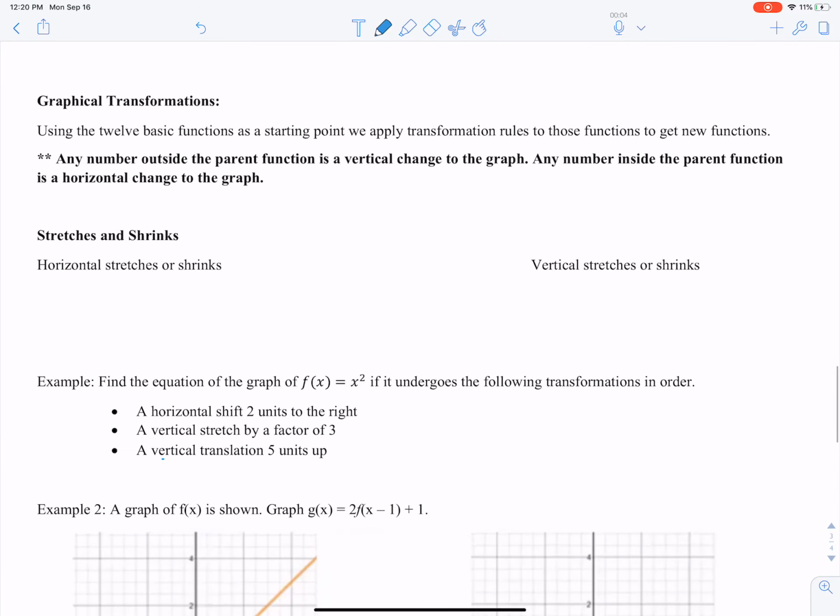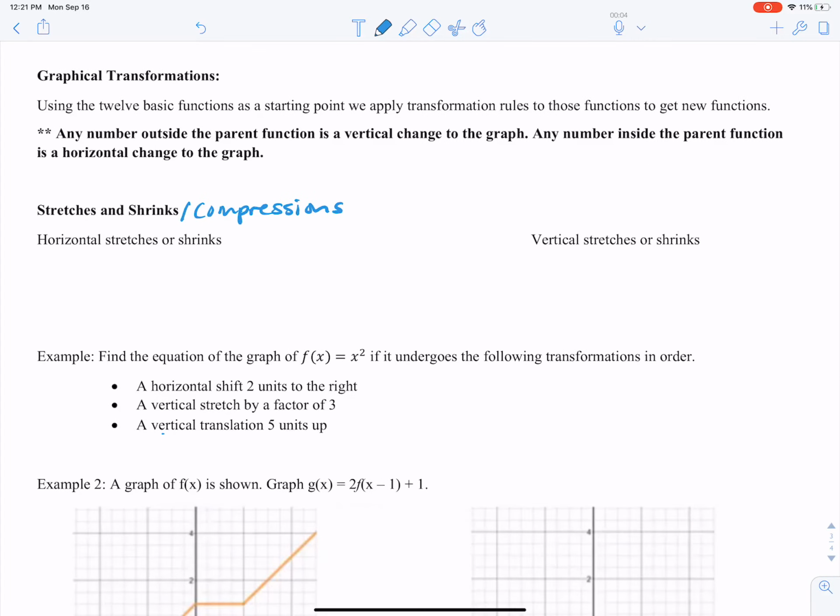All right, stretches and compressions. So I like to call the shrinks compressions, but you do you. So this is basically, if you start with f of x, it's all about multiplying f of x or multiplying the x. So if it's horizontal, like it says here, anything that's a vertical change to the graph is a result of a number that's on the outside.